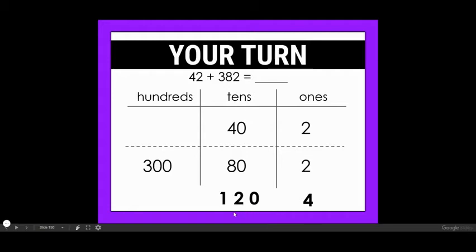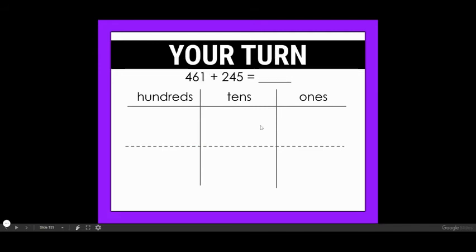But now remember, I can't have hundreds in my tens, so I'm going to take this 100 and move it into my hundreds place value. So now when I combine my hundreds, I have my 300 and my 100. 300 plus 100 is 400. So now let's look at our answer. I have 400 plus 20 plus 4. So 42 plus 382 equals 424.